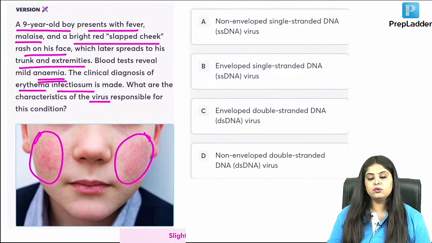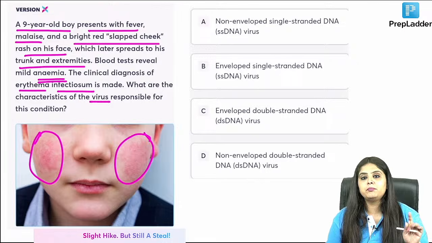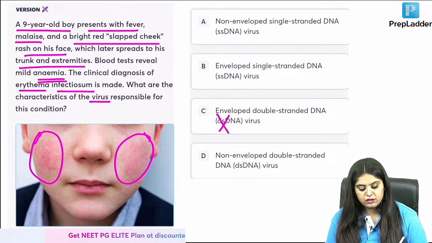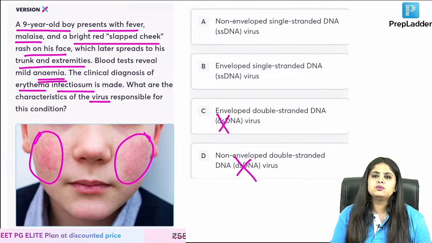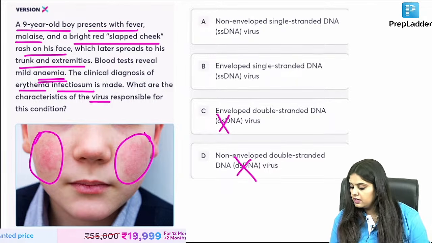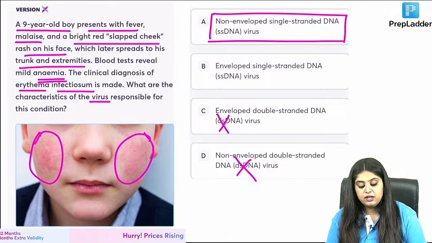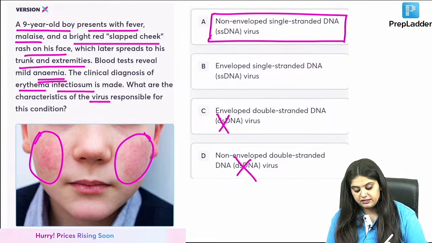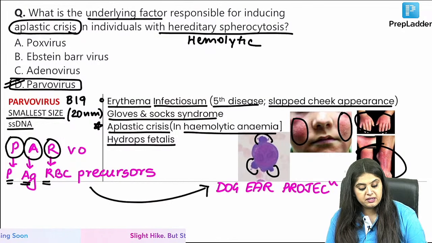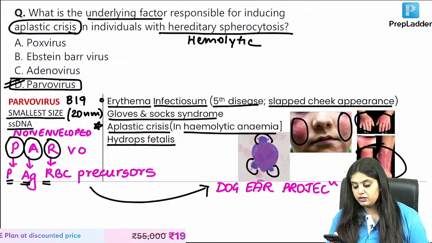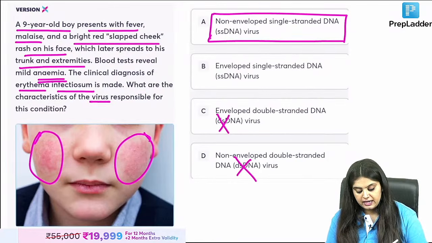So ma'am, this much you told us, slapped cheek, so parvo, Paro is Devdas, Paro, so single. I had to think of all single-stranded options. Same what happens in the exam. Two options are ruled out, two I am left with. Most of you have said A, because yes, this is a non-enveloped single-stranded DNA virus. So please remember now what you were asking me, that is, is it enveloped or non-enveloped? It is going to be a non-enveloped single-stranded DNA. Okay, your question you have answered yourself, and I hope it is settled.